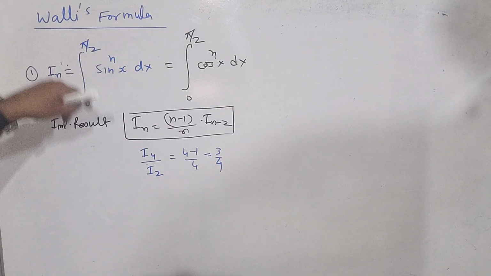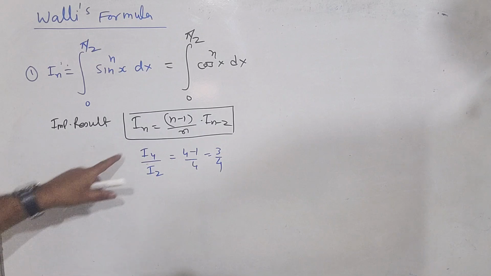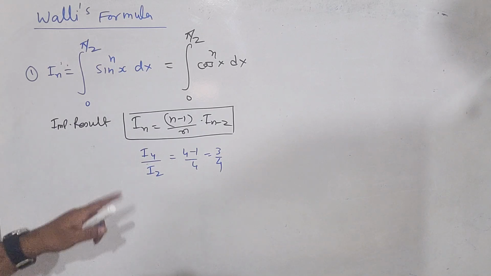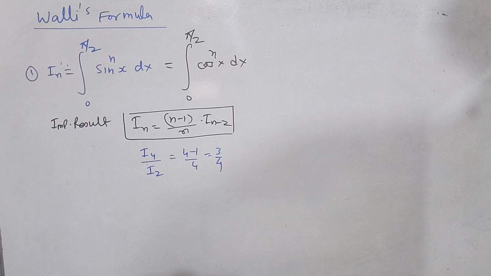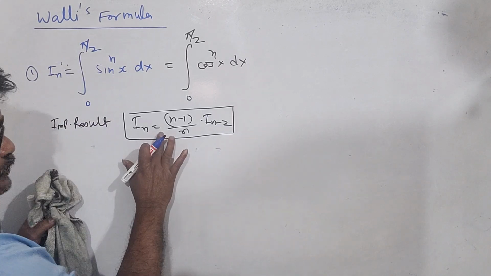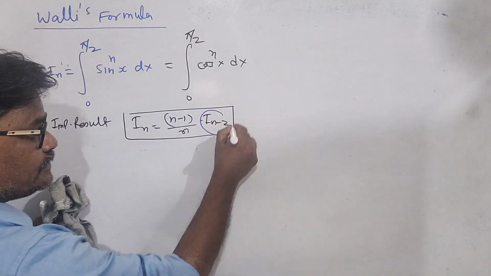If In is the integral from 0 to pi by 2 of sin^n x dx, then what is the value of I4 divided by I2? That is the ratio they can ask. Correct? Okay. Now, if this is true, then I can also apply it for this one.